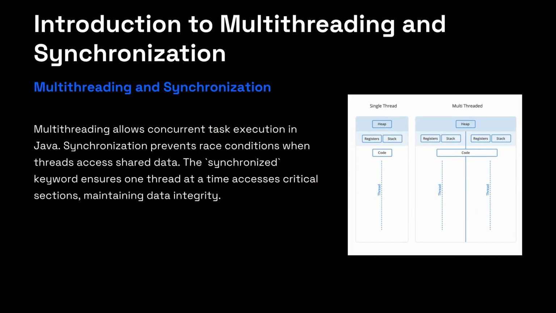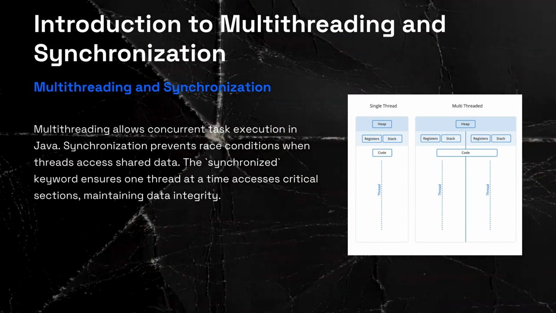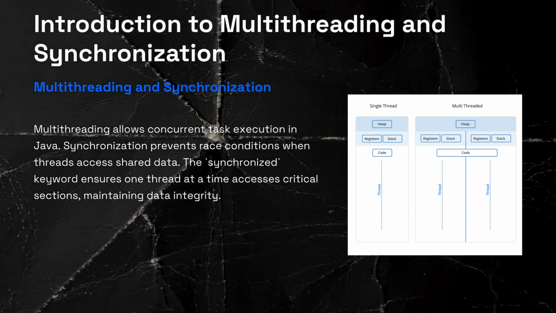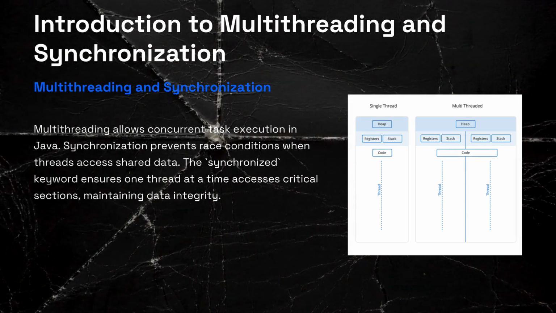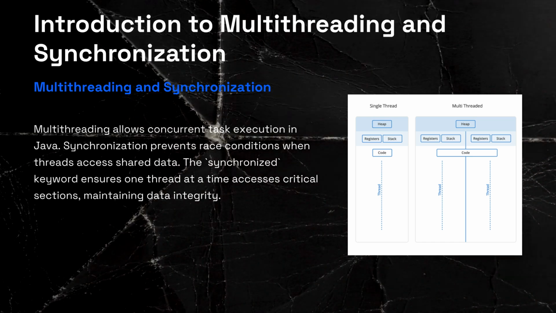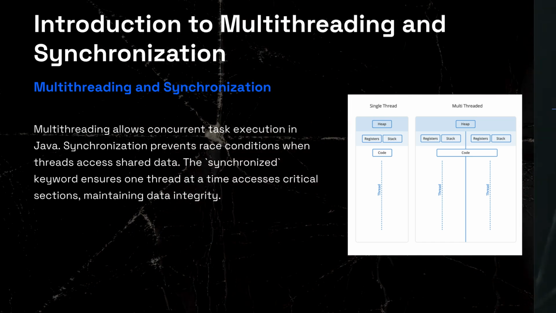Let's get started. Multi-threading lets us run multiple parts of a program at the same time. But when multiple threads share and modify the same data, we need synchronization to prevent errors. In Java, we use the synchronized keyword to allow only one thread to access critical code at a time.